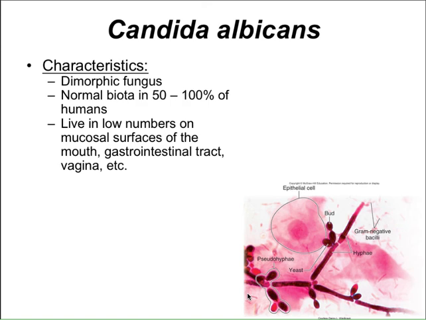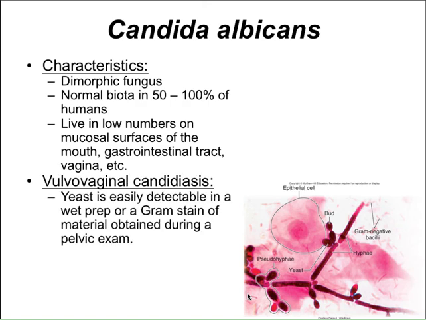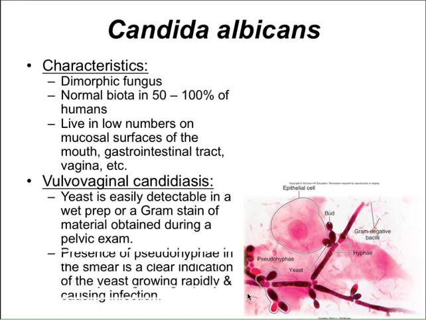Candidiasis is a condition that can occur in the oral cavity. It can also occur in other systems that are open to the outside world, among them the reproductive system. Vulvovaginal candidiasis is where the yeast is detectable as a wet prep or on a gram stain of material obtained during a pelvic exam. Now, it's important to understand that the yeast are not going to gram stain, right?